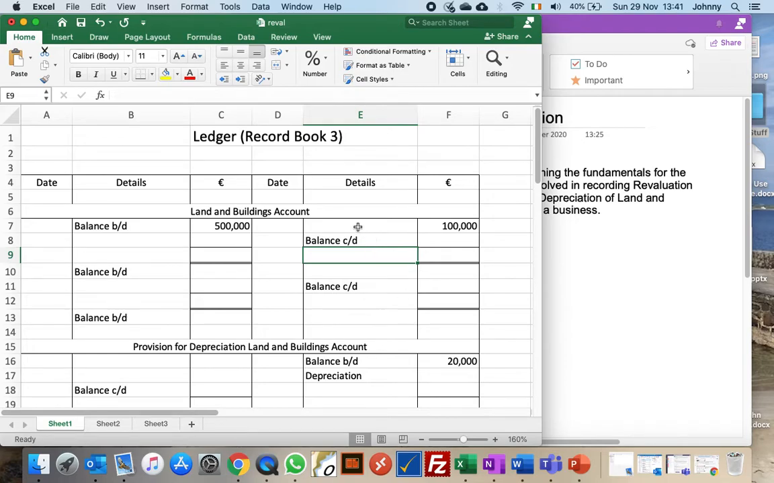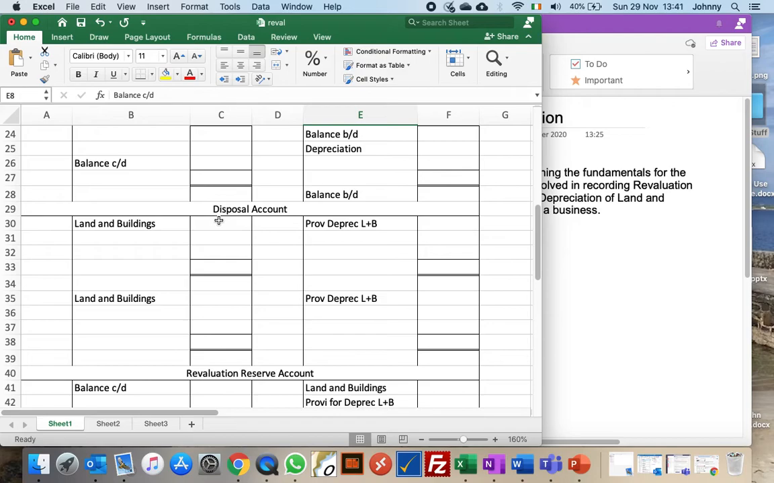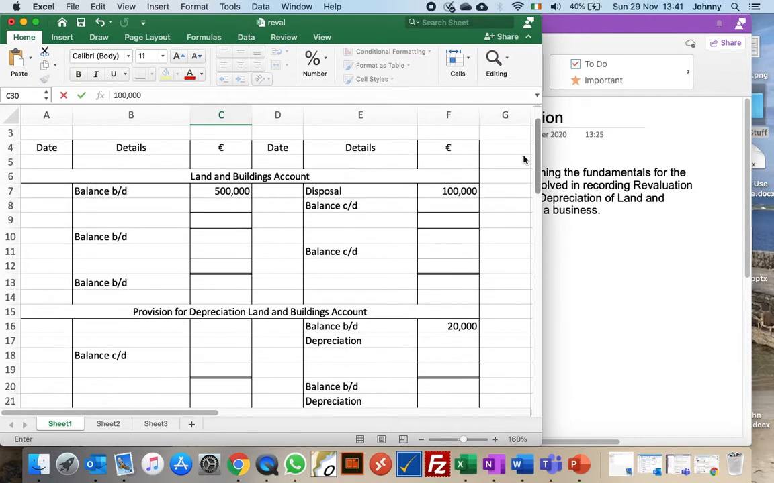Now, if we have a disposal, so we sold one of our buildings, let's say we owned a number of buildings, but we sold one that originally cost 100 grand. We have to transfer that down to a disposal account, so I'm going to put in 100,000 in here. We have dealt with disposal before when we were dealing with tabular statements. We did disposal of vans, but we have the same thing with land and buildings.